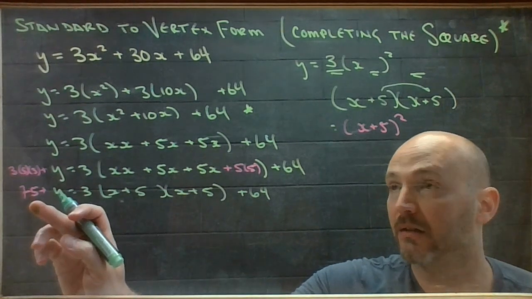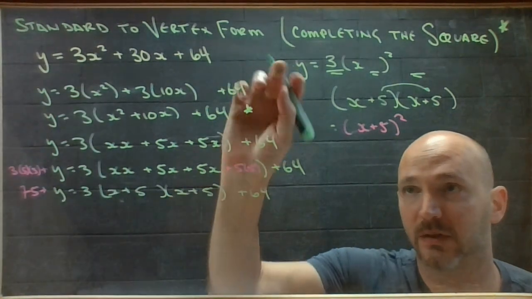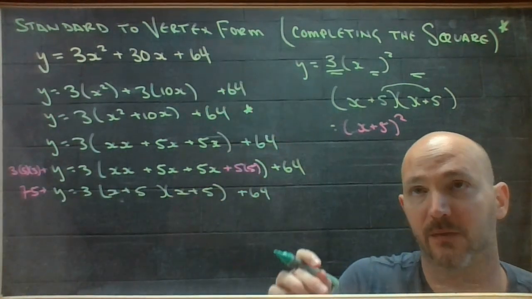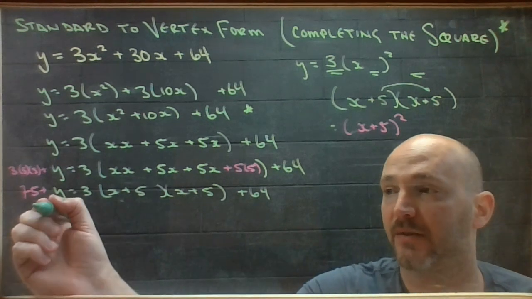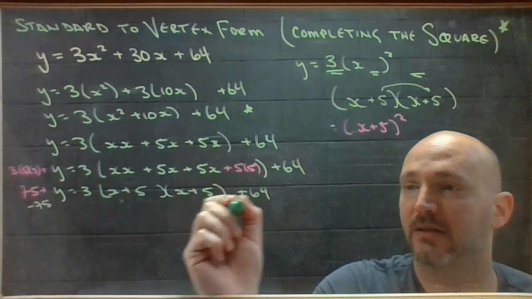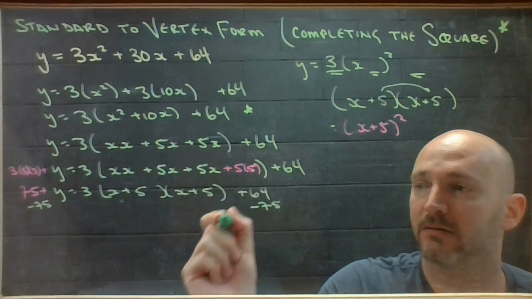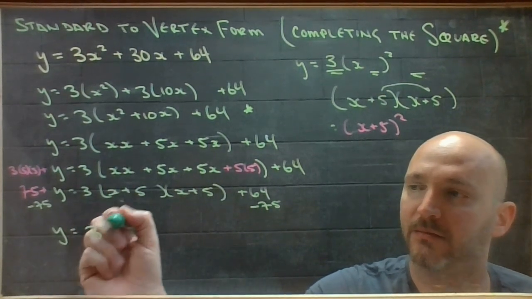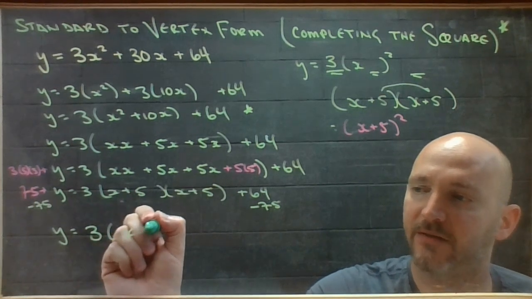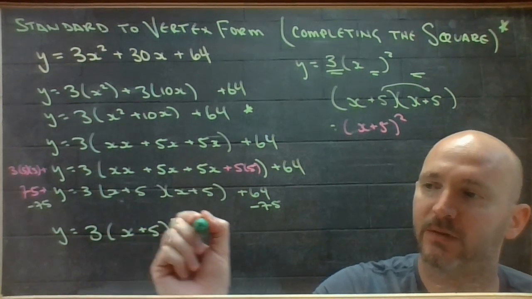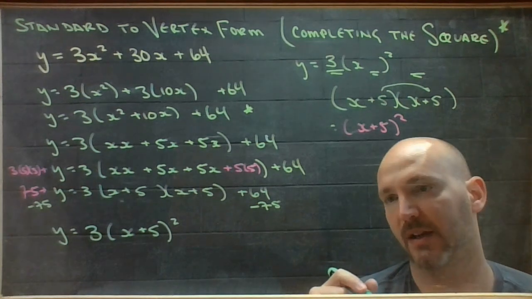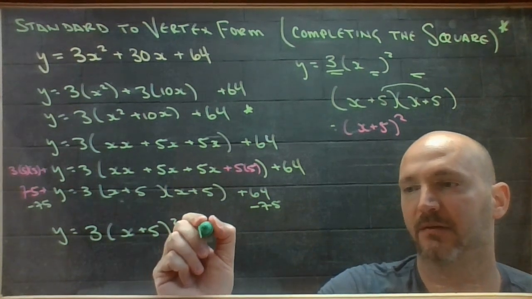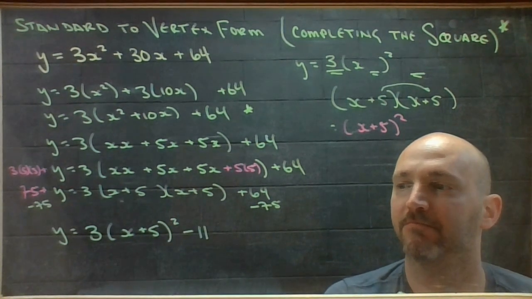This shouldn't be here, right? There's no number in your vertex form out front. So I'm going to have to subtract it off both sides. This leaves me with 3 times x plus 5 multiplied by itself. And 64 subtract 75, which is negative 11. And there you go.